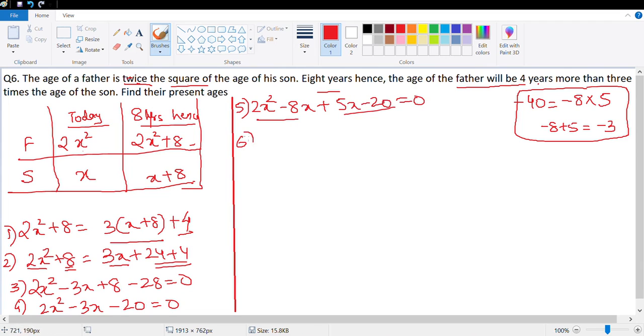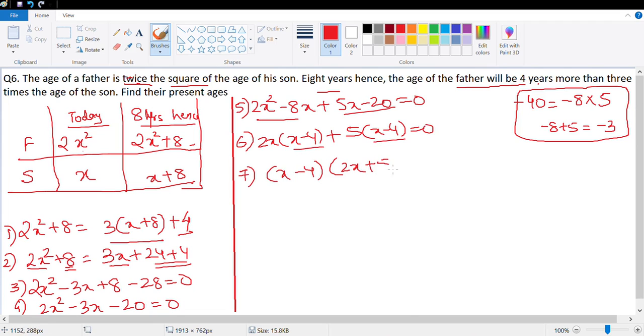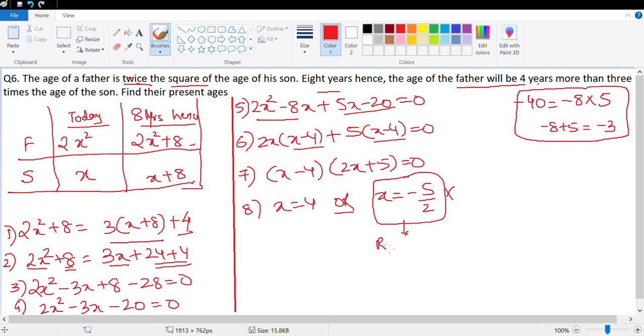Grouping it the way I've underlined, 2x times x minus 4 plus 5 times x minus 4 is equal to 0. X minus 4 is common. So we have x minus 4 times 2x plus 5 is equal to 0. This gives us x is equal to 4 or x is equal to negative 5 by 2. Now this is not possible since age can't be negative. Reject since age can't be negative. So x is 4.